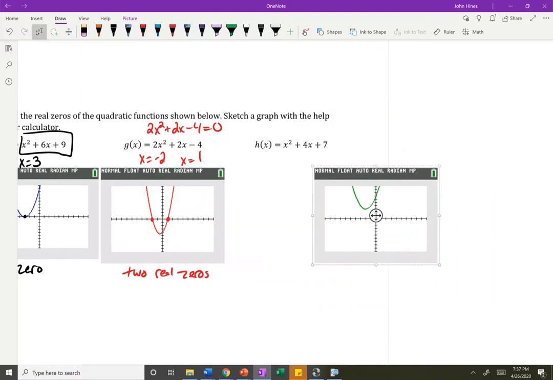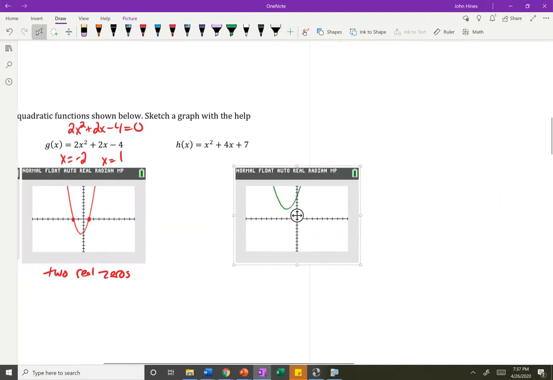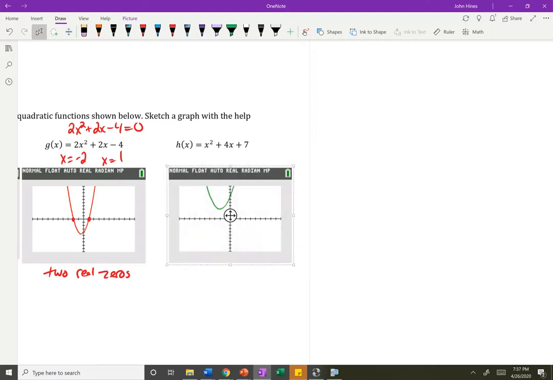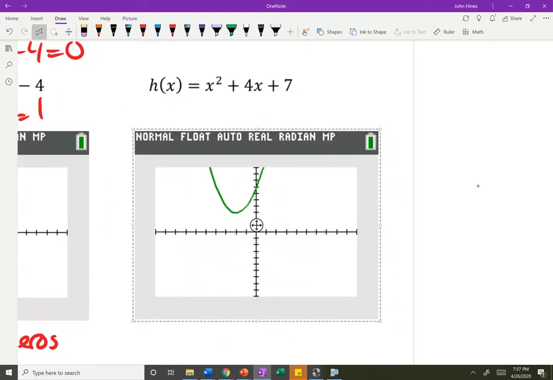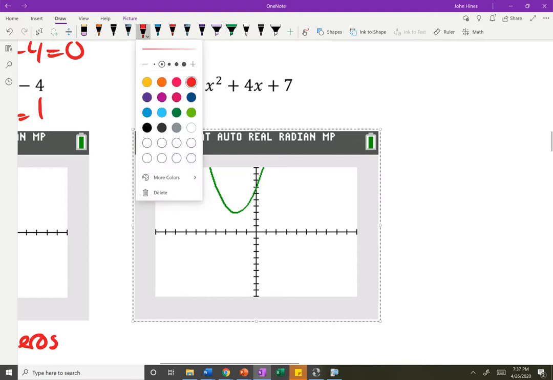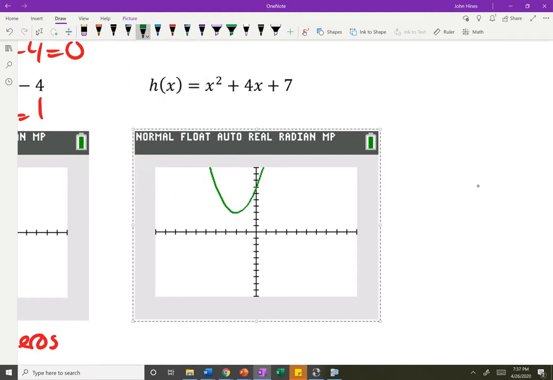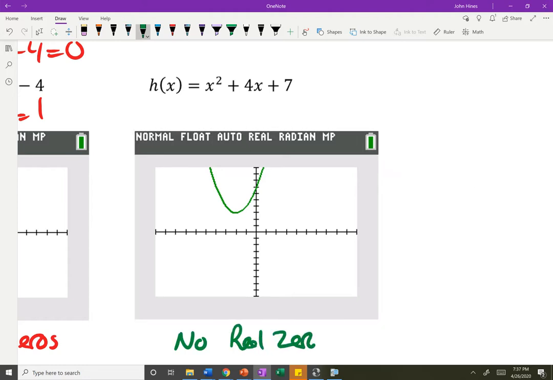But what do you notice about this green parabola here? Does it ever touch the x-axis? Does it have any real zeros? No, it never hits the x-axis, so there are no real zeros.